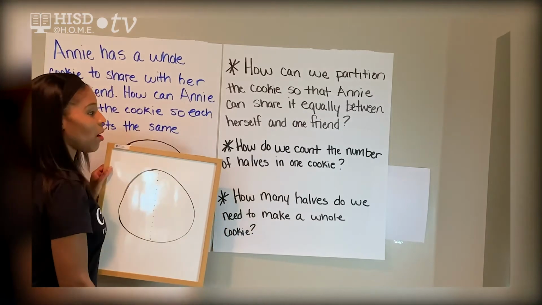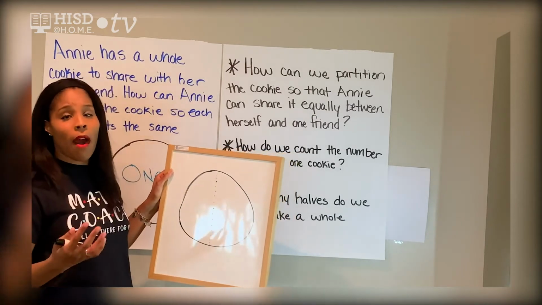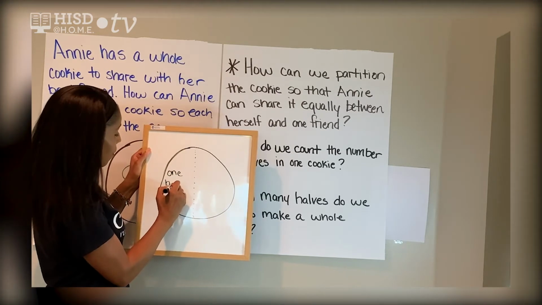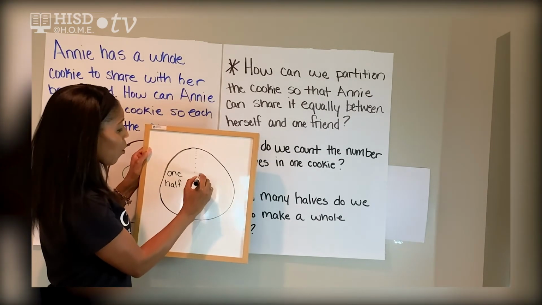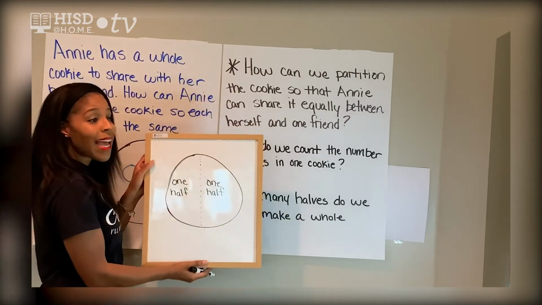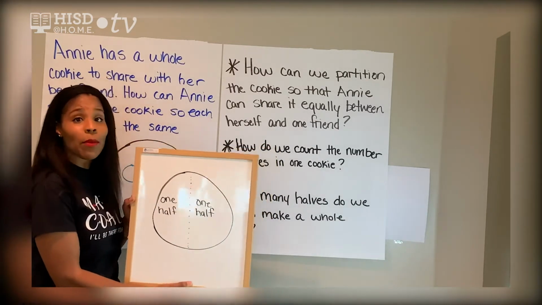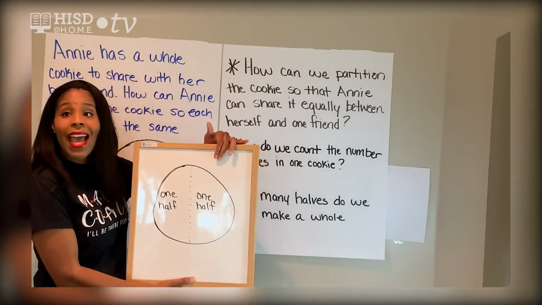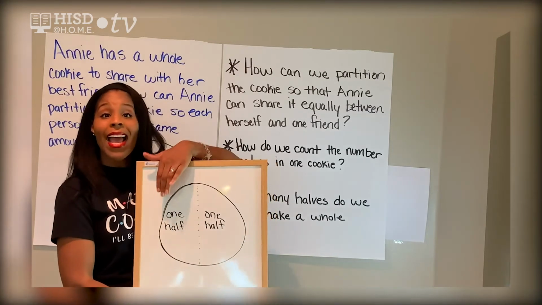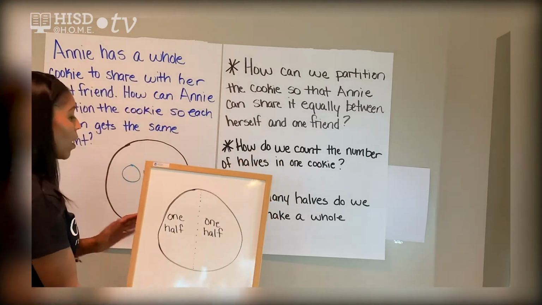How do we count the number of halves in one cookie? So now I want us to be able to label each part. And we're going to label each part as 1 half. This is another 1 half. So I drew the line down the center to partition my circle into equal parts. Now I've labeled it into 1 half and 1 half. We can count the number of halves in the cookie by saying 1 half, 2 halves. I can see that the 2 halves are the same as my 1 whole.